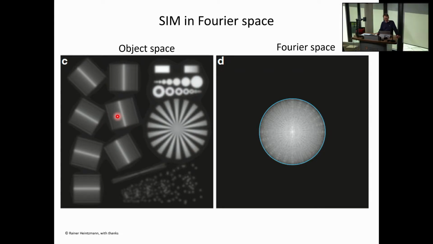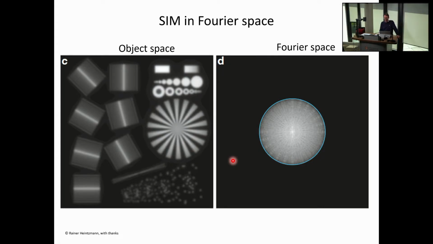You can't see the individual lines. These dots, you can still see them somehow, but very poorly. And when they're close together, there's no way for you to distinguish them anymore, right? Because if they're closer than lambda over 2NA, their frequencies lie out here, and we can't resolve that anymore, right?